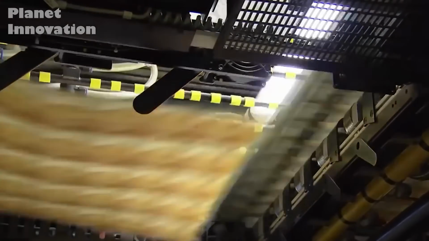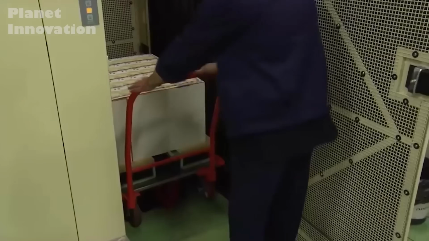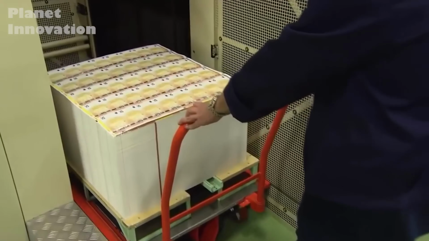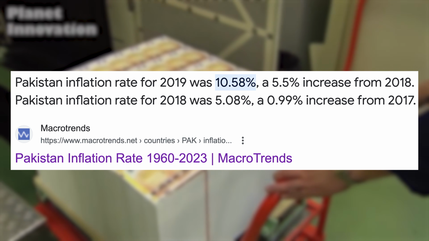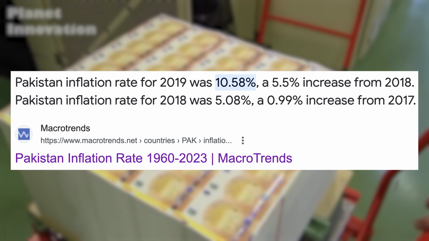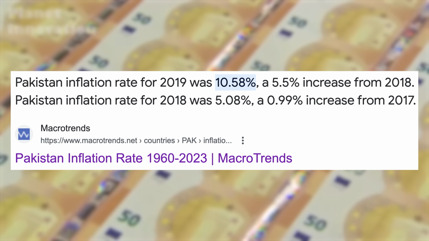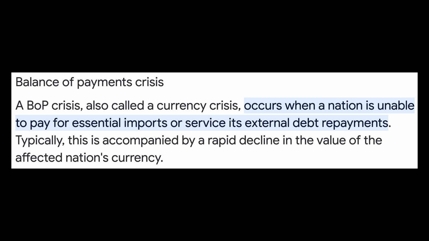And with more currency in circulation, the value of each rupee has declined severely, driving up the prices of goods and services. In 2019, inflation in Pakistan rose to about 10%, but the country was also facing a problem that was much worse, something called a balance of payments crisis.